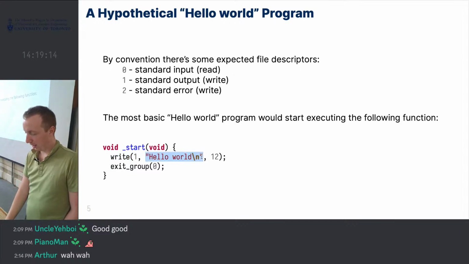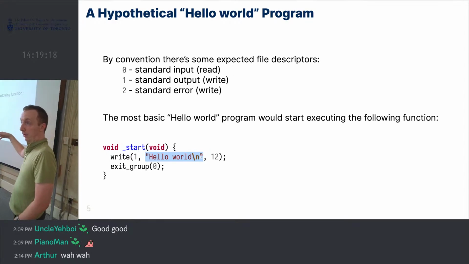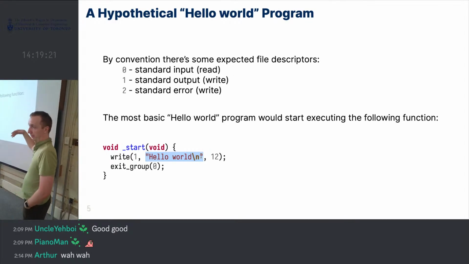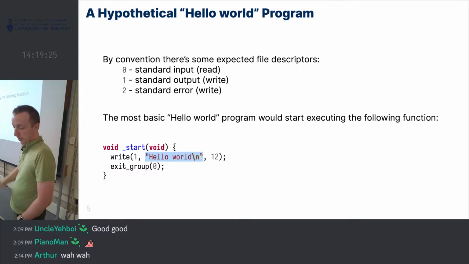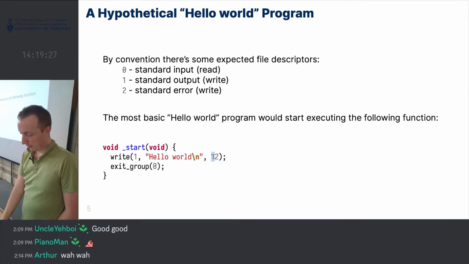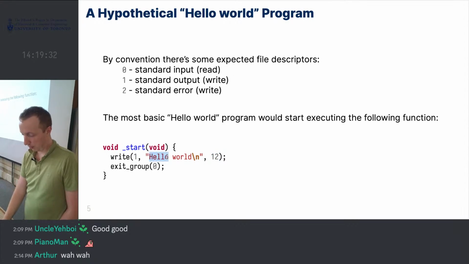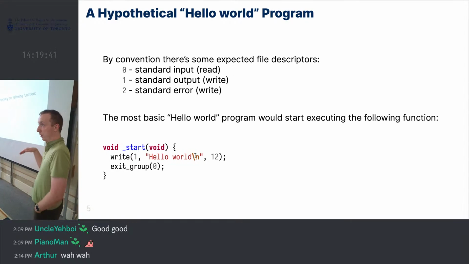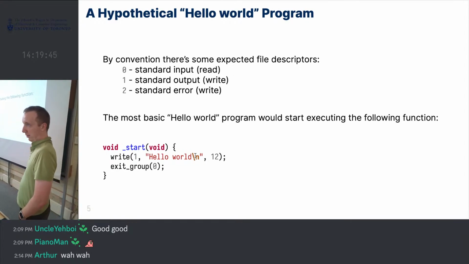I'm going to write hello world, so that'll be represented as an array of characters, or char star, so a pointer to the first character in hello world, and then I'll say I want to write 12 bytes. So hello, that's 5, space 1, world, it's another 5, and then \n is the newline character, which is just something you should probably do. So that's another byte.